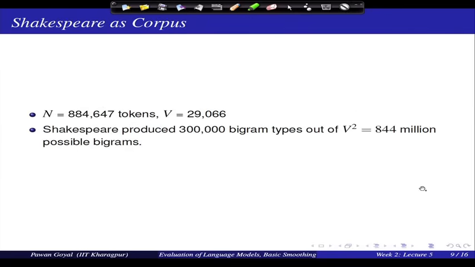Now suppose we try to use this method over the Shakespeare's corpus. So we have some number of tokens and the vocabulary size is 29,066. Just to give you an indication that bigrams are actually very sparse. If you take the vocabulary size of 29,000 something, how many bigrams are possible? What do you mean by a bigram? Two words together. So I can say V square are the possible bigrams, because every possible combination can occur. This gives me a number of 844 million possible bigrams.